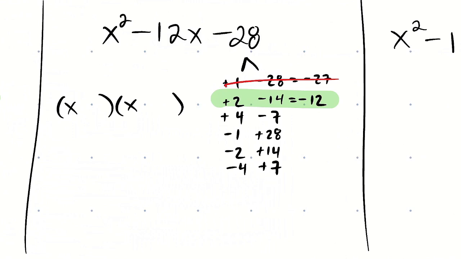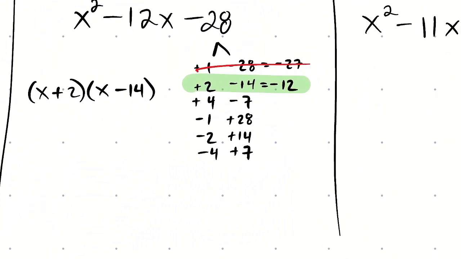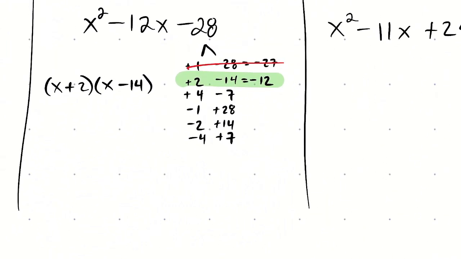So then the last two terms have to multiply to give you the negative 28. So that's going to be a positive 2 and a negative 14. And you're done. And we should always check to make sure that we end up with what we started with. So check.